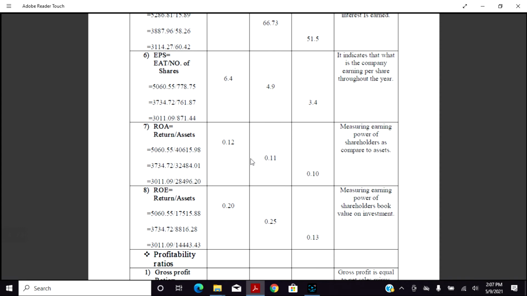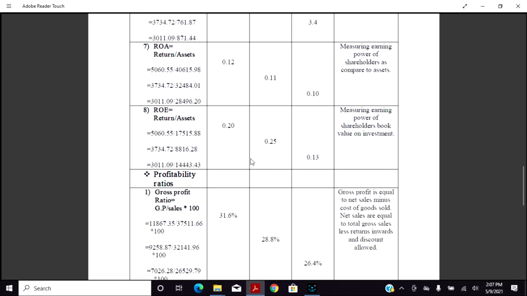Let's move to return on assets. Return divided by assets. It measures earning power of shareholders as compared to assets. Let's move to return on equity, return over assets. Measuring earning power of shareholder book value on investment.